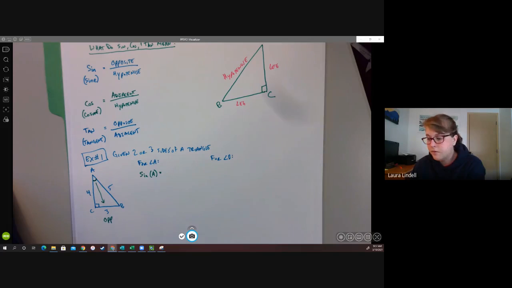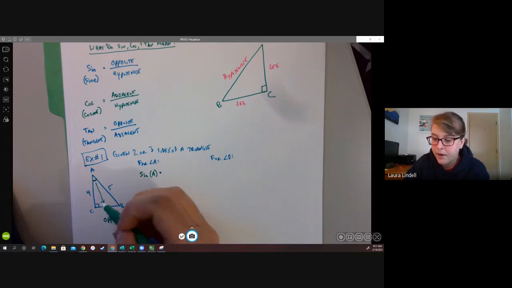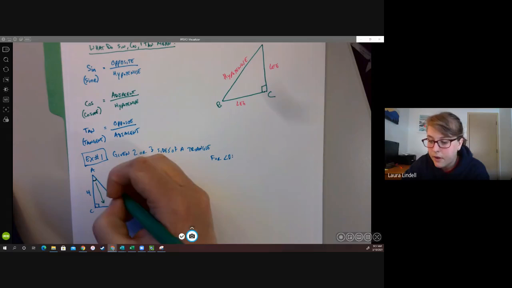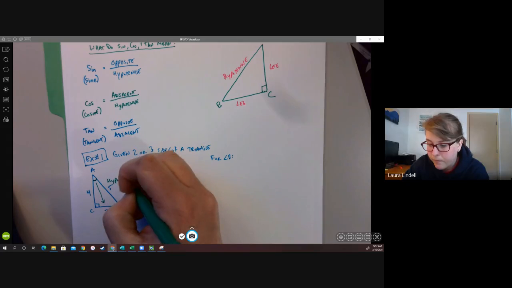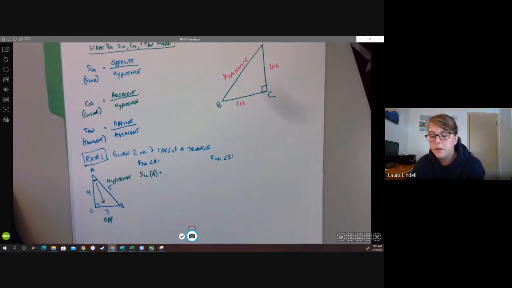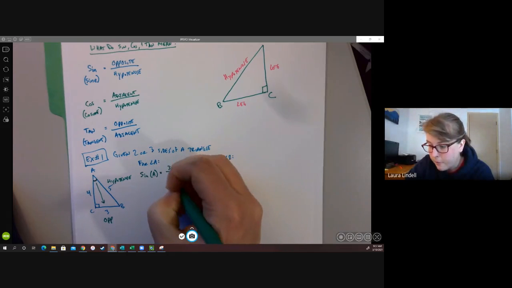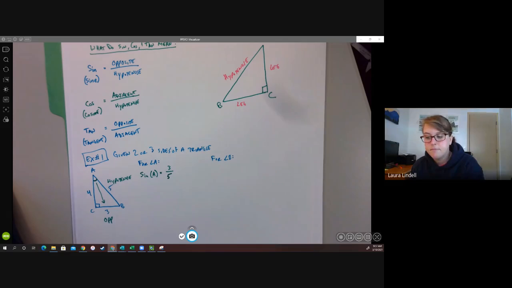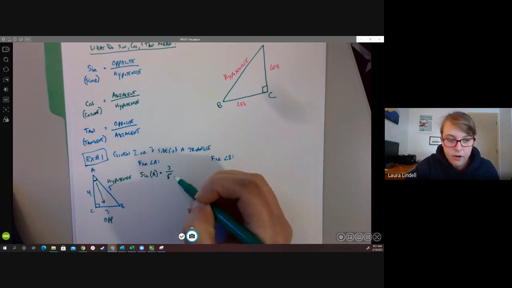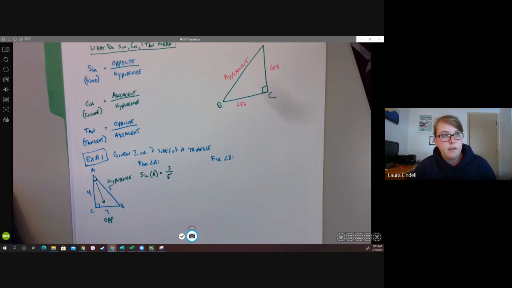And then the hypotenuse is the same either way. The hypotenuse is always across from that right angle. So the hypotenuse would be 5. So if sine is the opposite divided by the hypotenuse, this sine of A would be 3 over 5. So if you were asked what is the sine of angle A, you would put 3 over 5. That would be your answer.